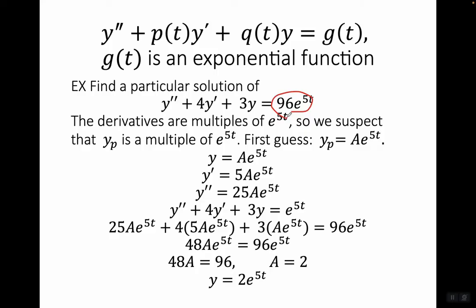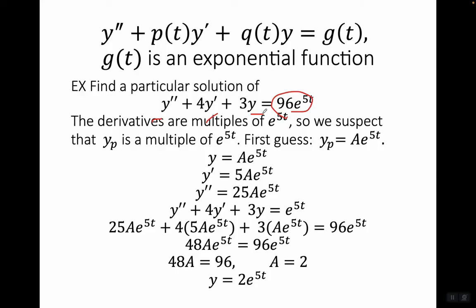The derivatives are multiples of e to the 5t because we've got y double prime, we've got y prime, we've got y. You add those up and you get a multiple of e to the 5t, so we suspect that y sub p, a particular solution, is a multiple of e to the 5t. So our first guess is going to be y sub p equals, let's say, a e to the 5t. The derivative y prime is 5a e to the 5t, and the second derivative is y double prime equals 25a e to the 5t.